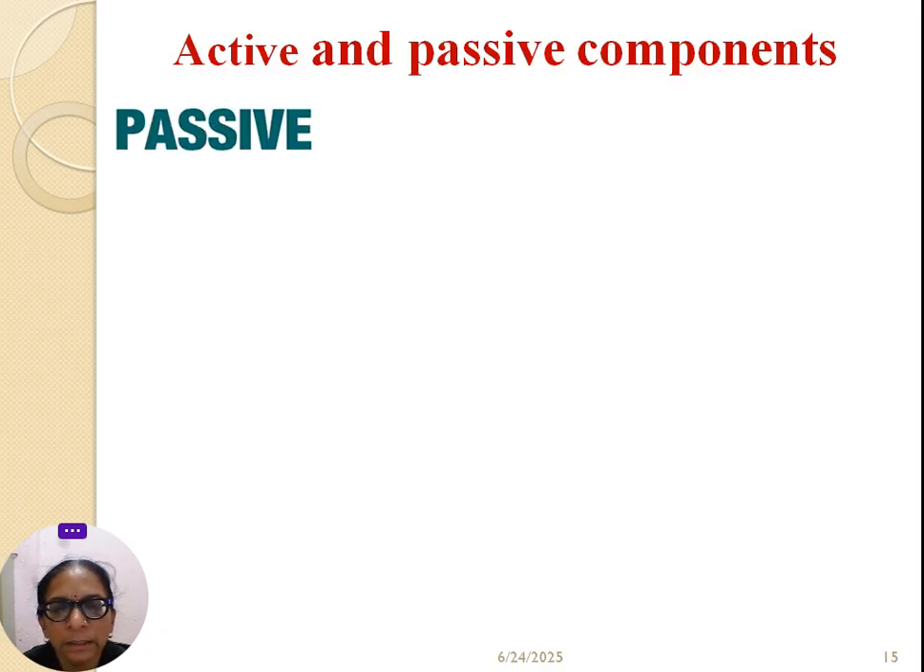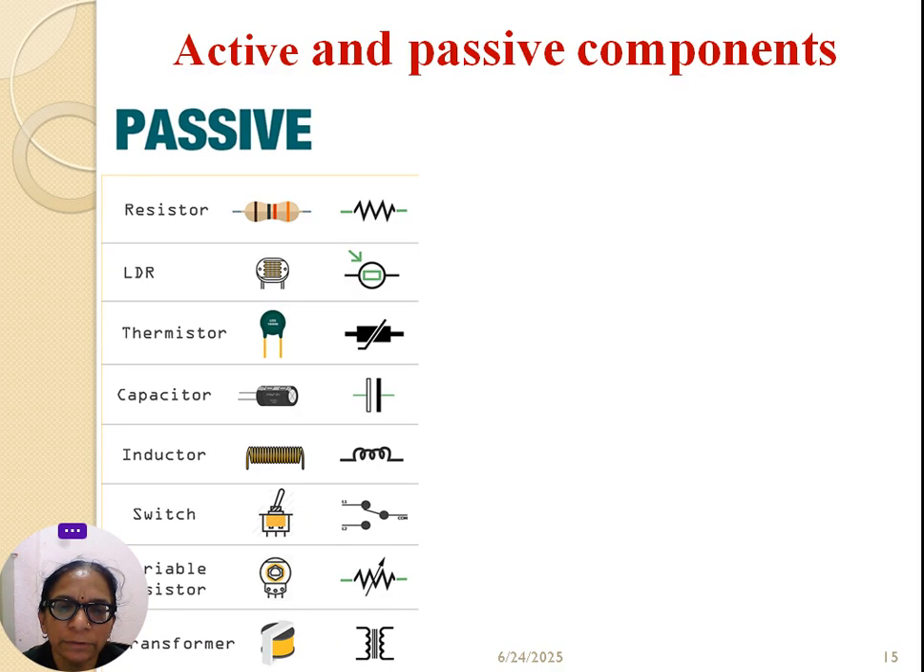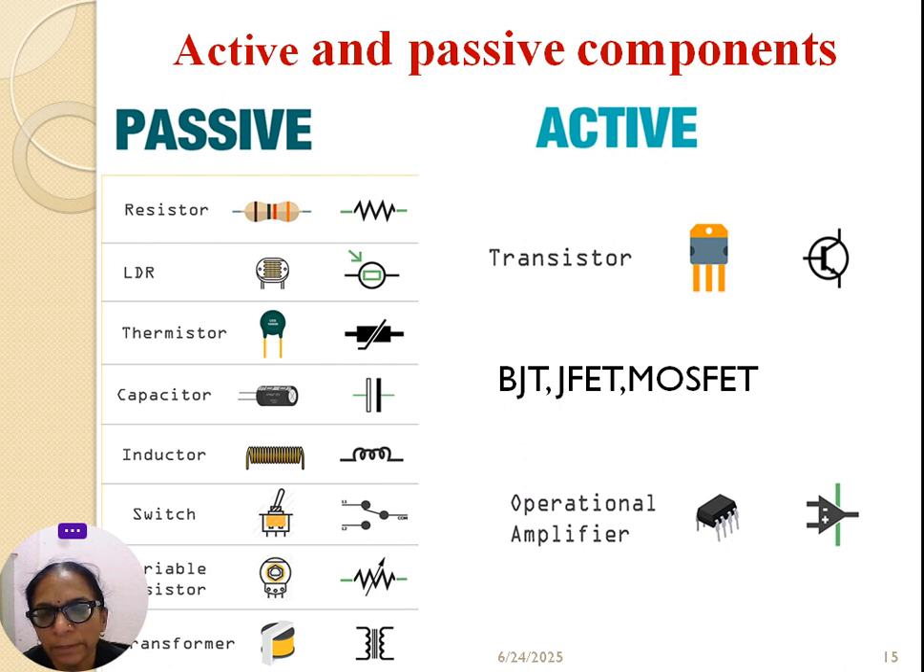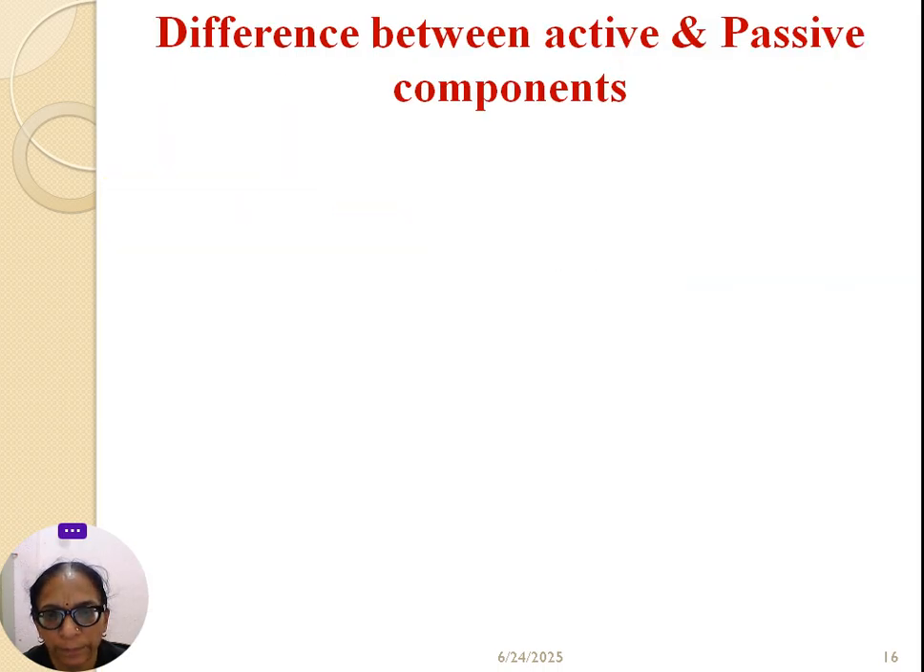Now there are certain components which are used in our day-to-day life. Some components are called active components, some are passive components. The passive components are resistor, LDR, thermistor, capacitor, inductor, switch, variable resistor and the transformer, and the active components are transistor, BJT, JFET, MOSFET. Also the active components include the operational amplifier. These active components require a power supply.